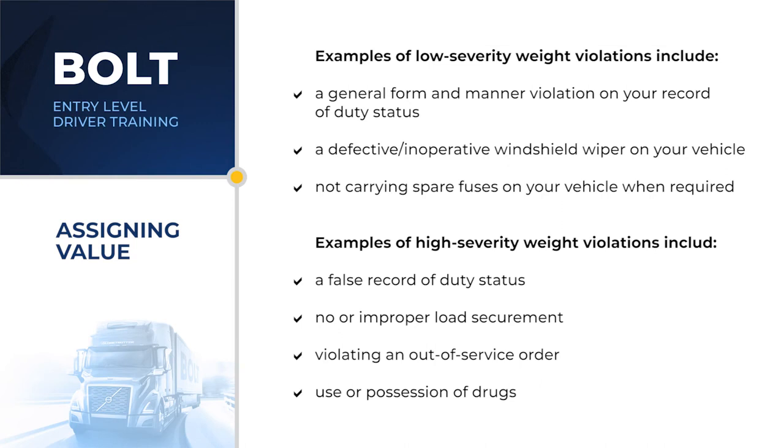Examples of low severity weight violations include a general form and manner violation on your record of duty status, a defective inoperative windshield wiper on your vehicle, and not carrying spare fuses on your vehicle when required. Examples of high severity weight violations include a false record of duty status, no or improper load securement, violating an out-of-service order, and use or possession of drugs.